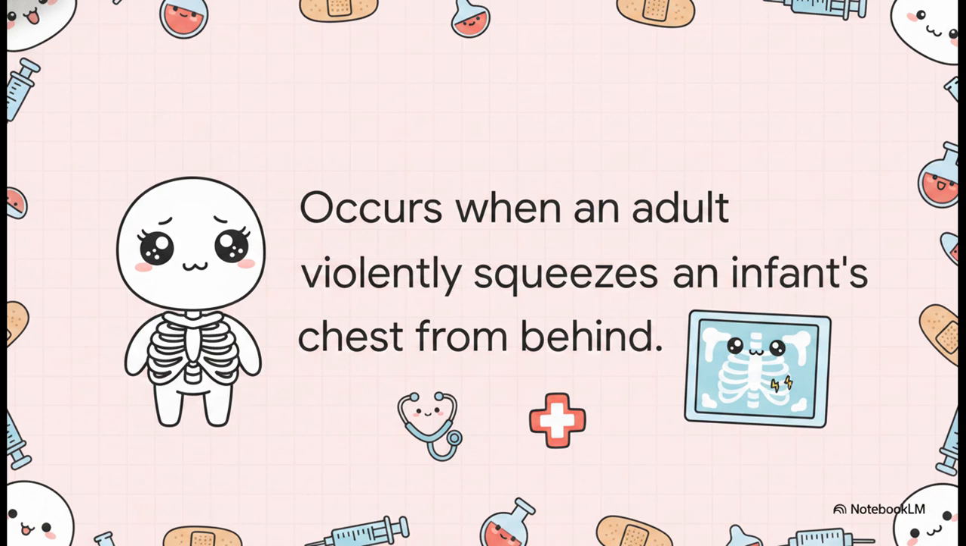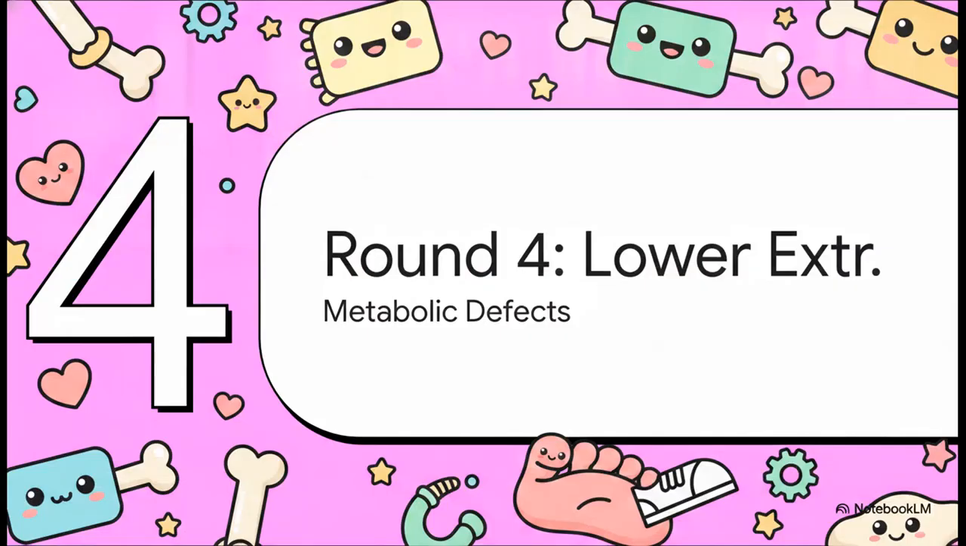The second pattern is the posterior rib fracture. This happens when an adult violently grabs and squeezes an infant's chest from behind. That crushing force bends the ribs over the rigid transverse processes of the thoracic vertebrae, causing them to fracture right near the spine. Recognizing either of these patterns makes it an immediate clinical priority to admit the child and notify protective services. Let's transition to our final segment, round 4, lower extremity and metabolic defects.